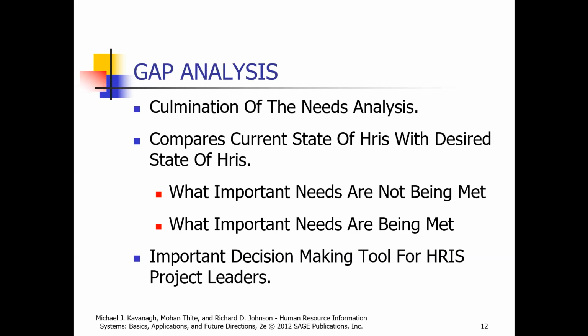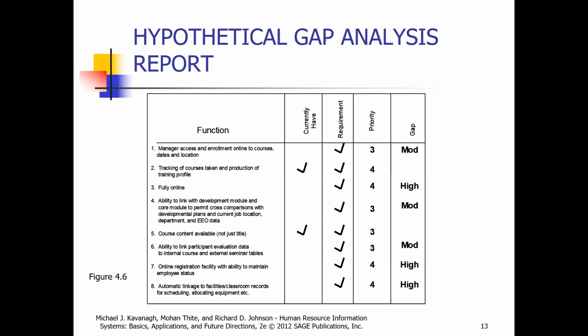Definitely, important decision making tools for HR project leaders are to be identified ultimately in the gap analysis. This is basically a hypothetical gap analysis report, in which each function is identified, and then the current situation that we have and what we want to go for, and then we prioritize each function. The priority will tell us which function is more important, and which function needs to be served first.